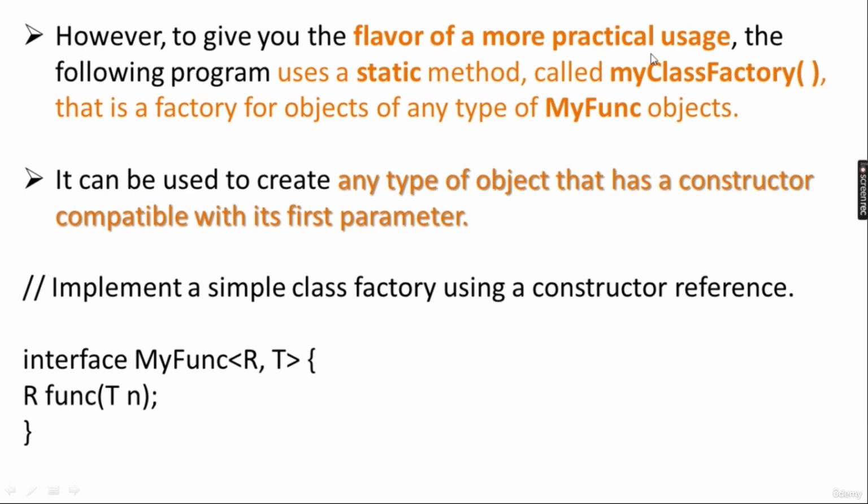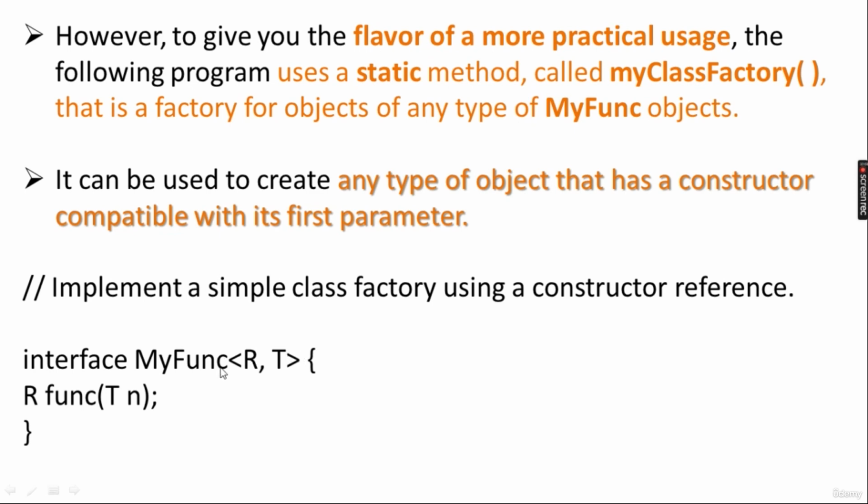To give you the flavor of more practical uses, the following program uses a static method called myClassFactory. This is a factory for objects of any type of MyFunction object. It can be used to create any type of object that has a constructor compatible with its first parameter. So now we will see the example that uses a static method. What is the criterion? It can be used to create any type of object that has a constructor compatible with its first parameter.